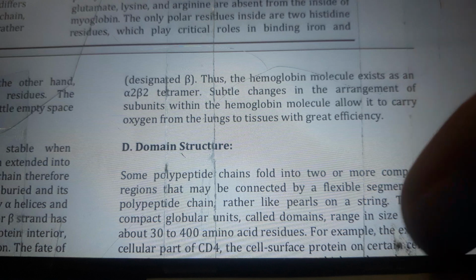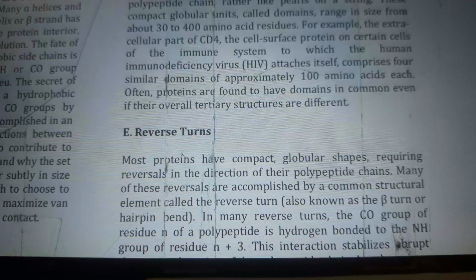Domain structure. Some polypeptide chains fold into two or more compact regions that may be connected by a flexible segment of polypeptide chain, rather like pearls on a string. These compact globular units, called domains, range in size from 30 to 400 amino acid residues.